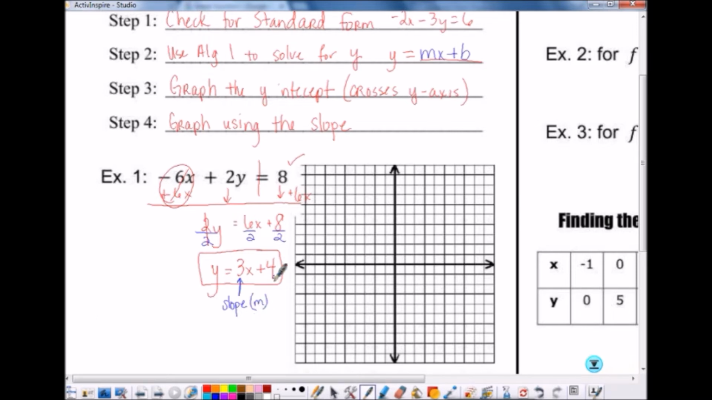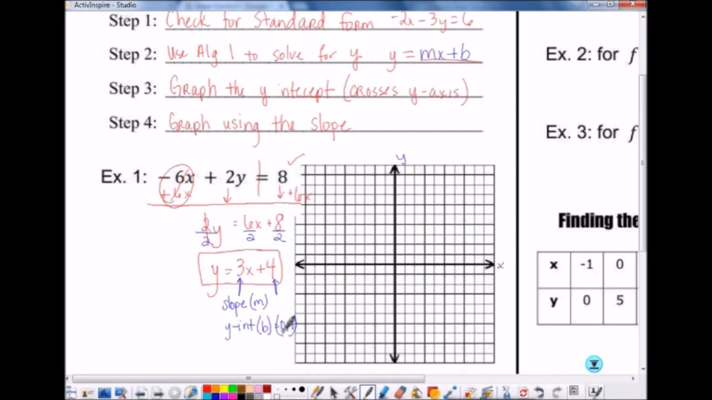So do you remember what 4 is? That's right. 4 is your y-intercept. This is your b value. So this is where I'm going to start my dot at 0, 4. So I'm going to go up to my graph. Here's my x-axis. Here's my y-axis.